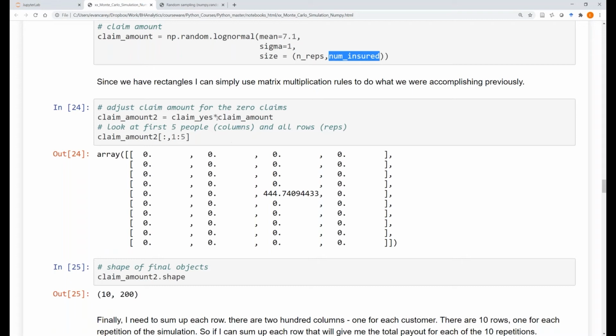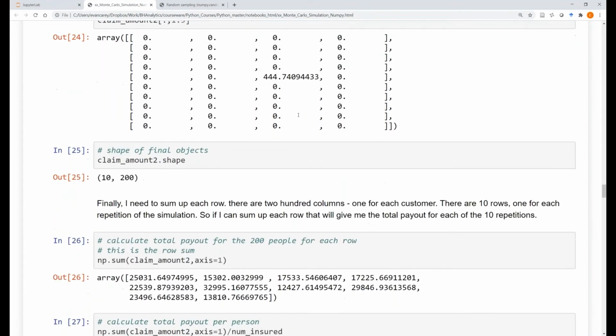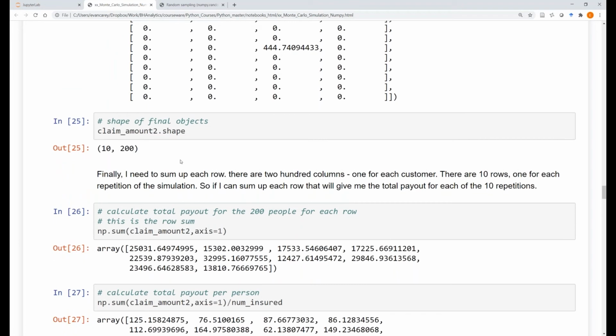So if I do claim yes times claim amount, under the rules of matrix multiplication, we're going to get the correct distributions here. And so we're going to see that if somebody had a 0, they're going to be a 0. If they had a 1, which is only 5% of them, then they'll have some amount. And so that's what that looks like for these first 5 people. As expected, the shape of that final object is 10 by 200, 10 simulations for 200 people.